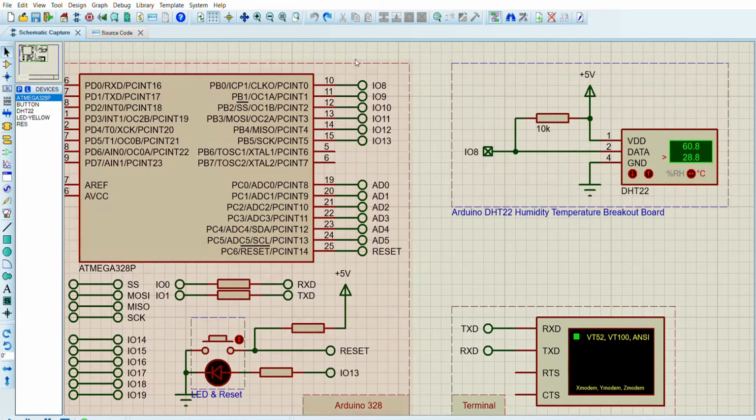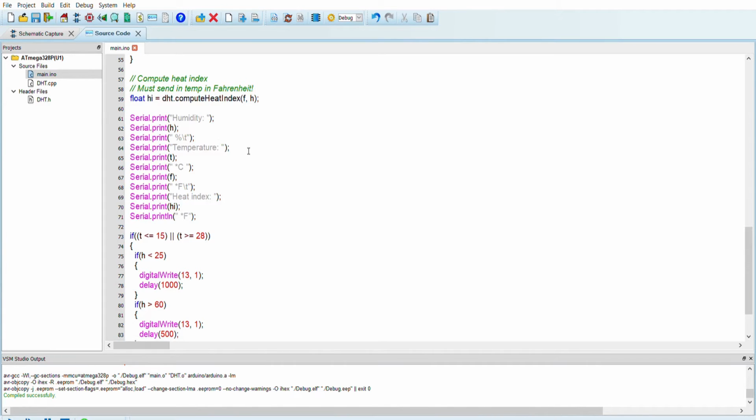20MA20033. As we can see, this is the virtual Arduino board, and this is the virtual humidity and temperature sensor. I have modified the source code to meet the given requirements.